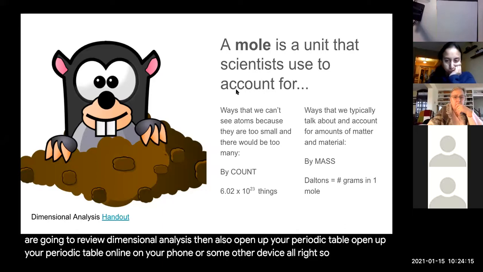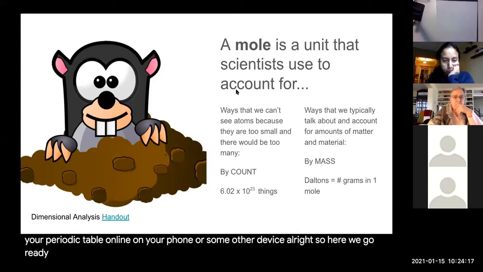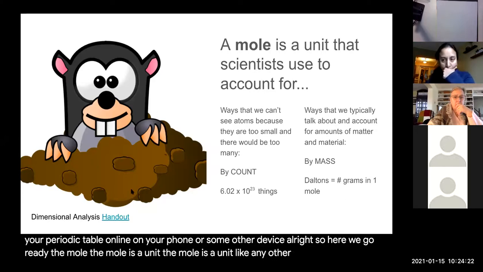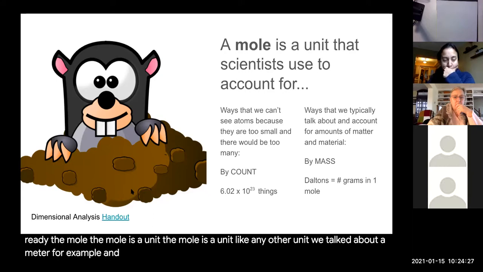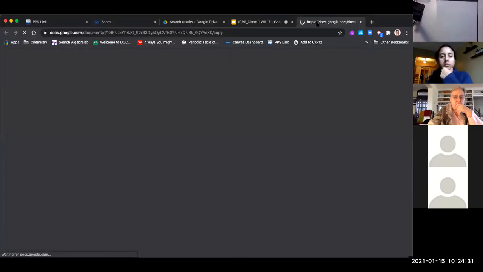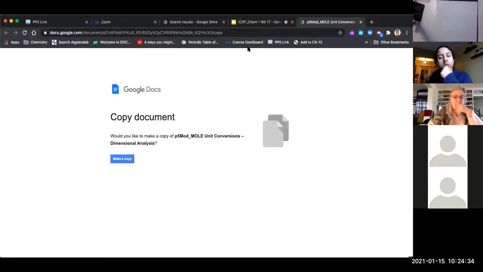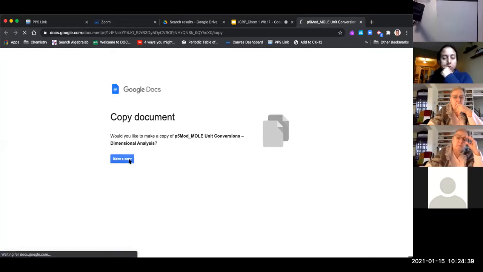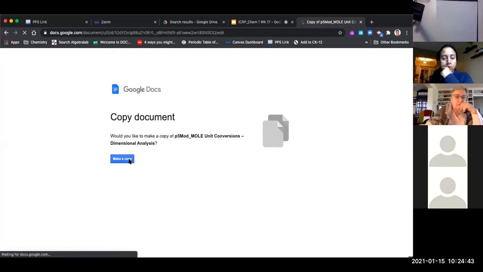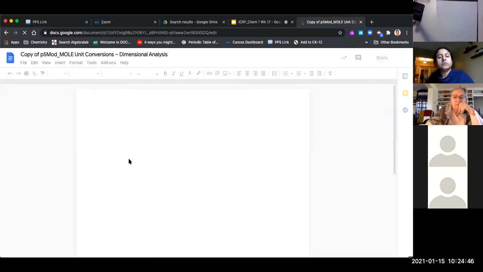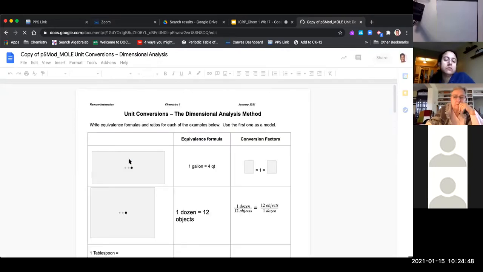All right, so here we go. Ready? The mole is a unit, like any other unit. We talked about a meter, for example, and why we use standard units as measurement. Here, making a copy based on what we did last class, I want to make sure we just practice and understand what's going on.